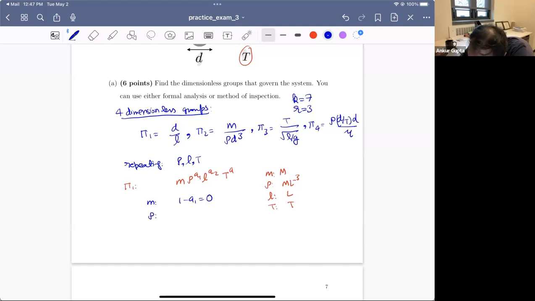Rho, length, MLT. So length is present only in the density and the L. So density has minus 3, so minus 3A1 plus A2 is equal to 0. And time is present in only one of them, and so this was A3 actually, so A3 is simply 0. It's pretty simple to see. So A1 is equal to 1, A2 is equal to 3, A3 is equal to 0.